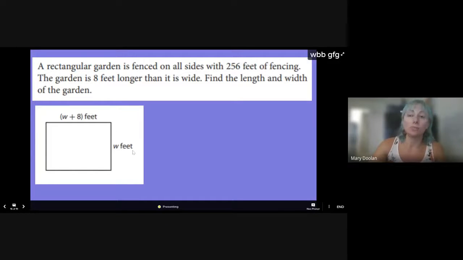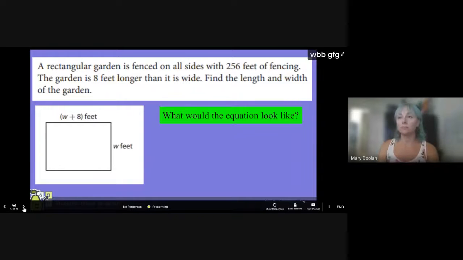And then it's a rectangle, so this side is W, the left side is W, the top is W plus 8, and the bottom is also W plus 8. And we're going to find the length and the width. So in order to do this, we're going to have to figure out the width first. We're going to figure out the value of W first. Then once we know what W is, whatever number it is, we're going to go back, add 8 to it, and that's going to tell us the length.